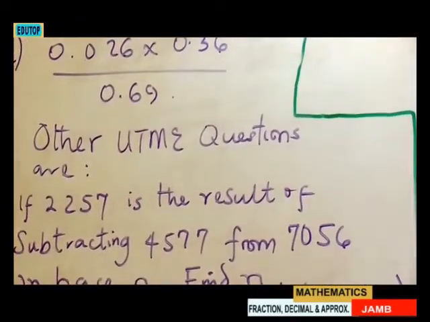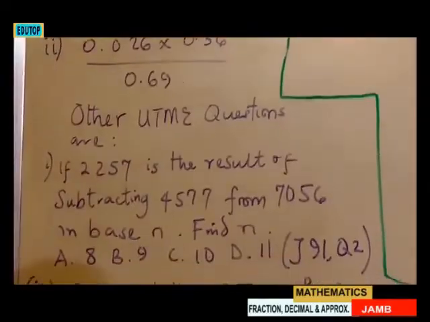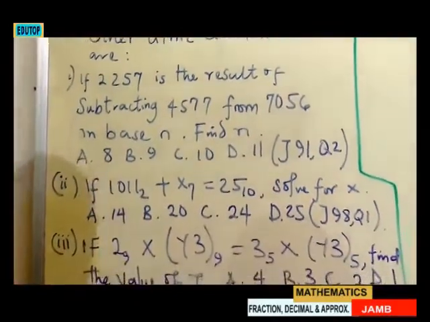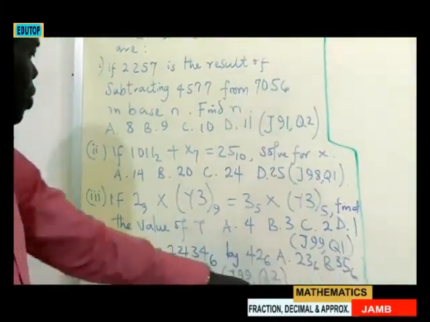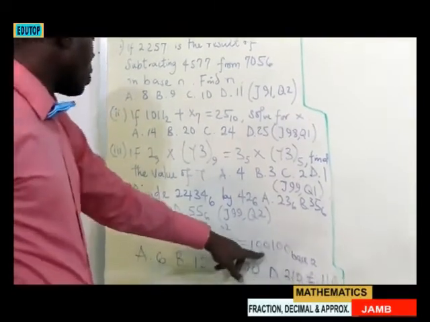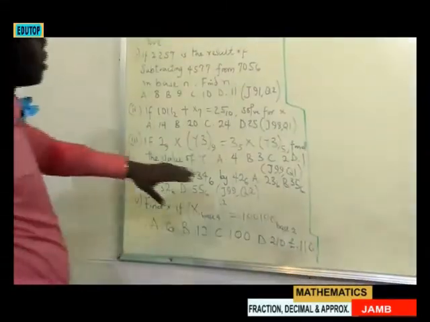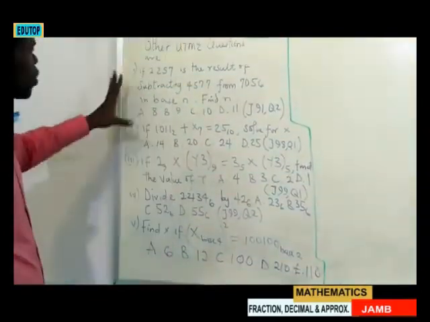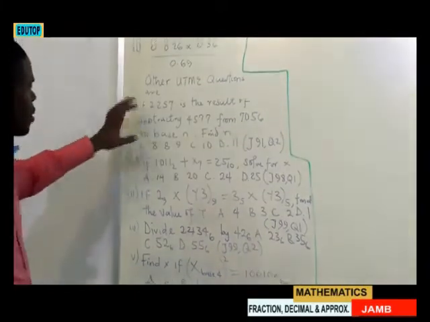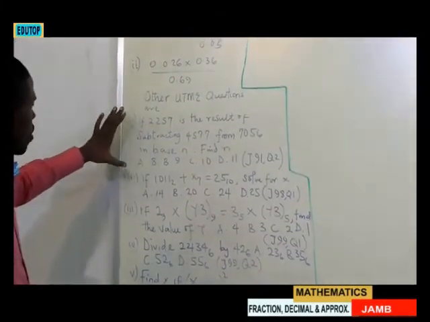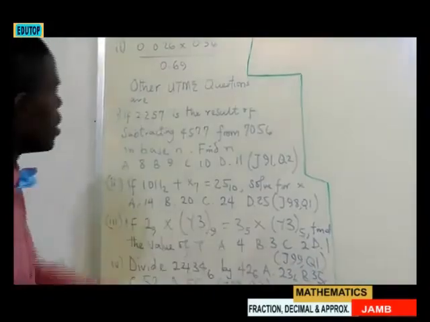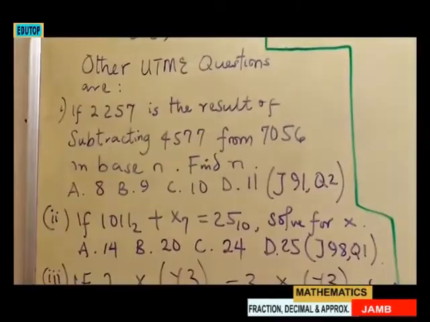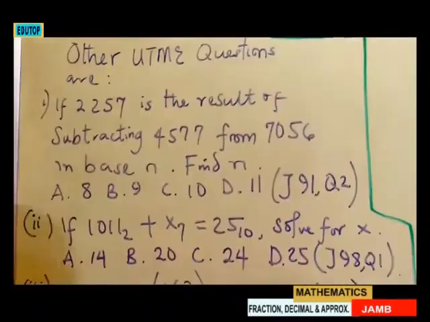And you have question number 2. This is JAMB 1998, question number 1. This one is JAMB 99, question number 1. This one is JAMB 99, question number 2. And this one is also from a particular year in the JAMB pack. So all these are UTME questions. That is why it is very pertinent to note all the important information that will be given to you here on how to solve these questions within the shortest time, because time is a factor.